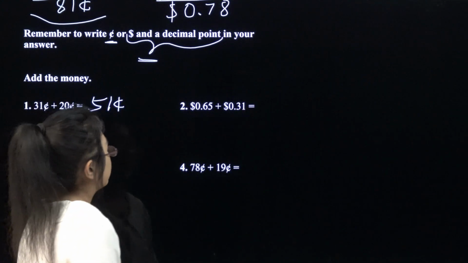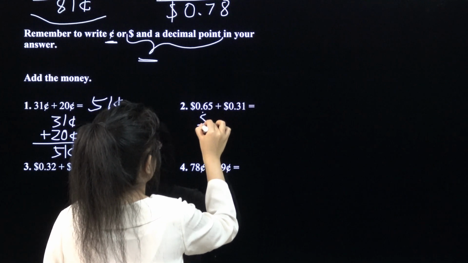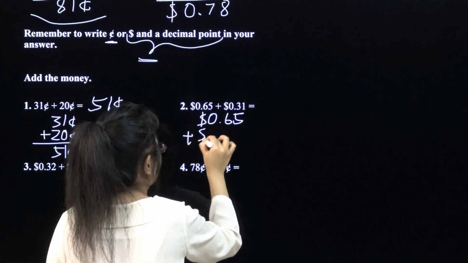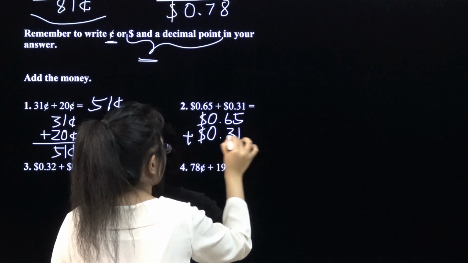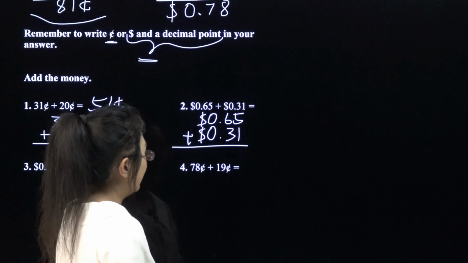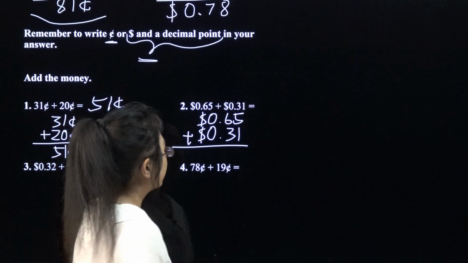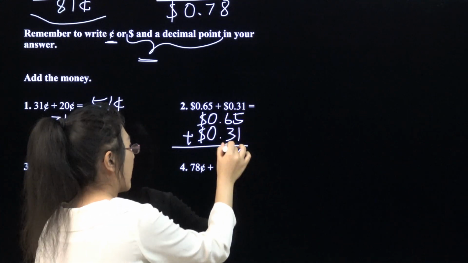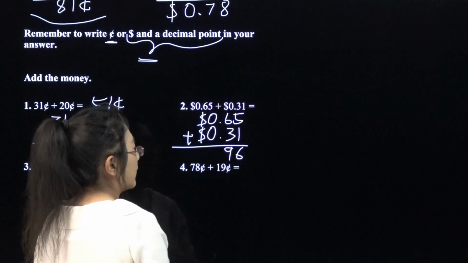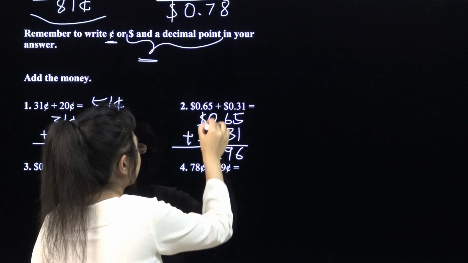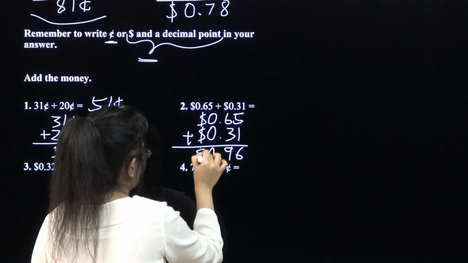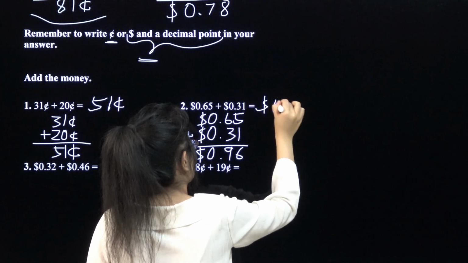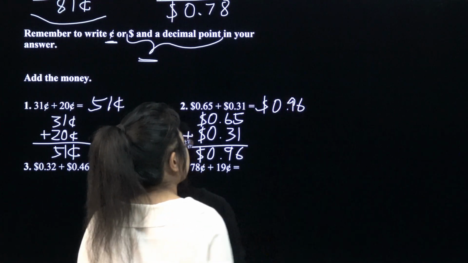Here we have the dollar method. Line up the decimal points and add from the right, just like we normally do. 5 plus 1, 6, 6 plus 3, 9. Drag the decimal point down to where it's supposed to be. 0 plus 0. And don't forget your dollar sign. And we get $0.96.